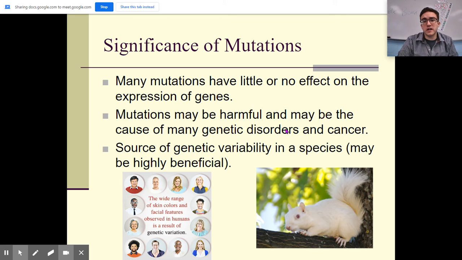But mutations can also be good. When we get to natural selection and we talk about differences in species, genetic variability in species is really beneficial to species survival, right? Skin color is just different amounts of a protein called melanin that gets produced. So if you have a darker skin color, you have higher amounts of melanin in your skin. If you have lighter skin color, you have lower amounts of melanin produced.